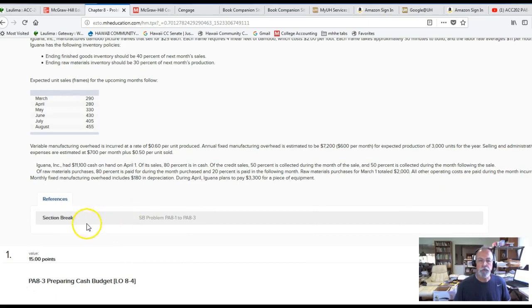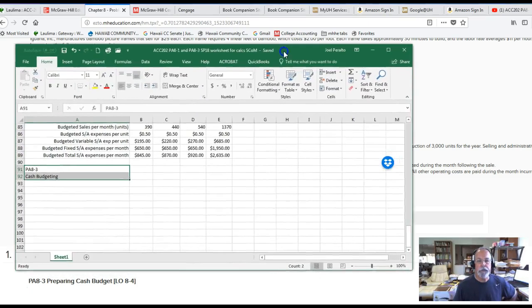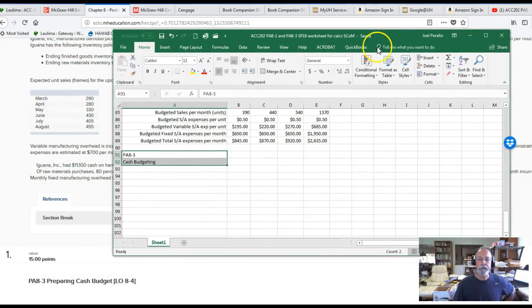Unfortunately, the numbers for Pa8-3 are different. It's the same problem as Pa8-1, but the numbers are different, so we can't use the information we used for the previous problem, 8-1. We need to use these numbers for 8-3. Okay, so let's take a look. I'm going to use my same worksheet that I used for 8-1 and just continue on.